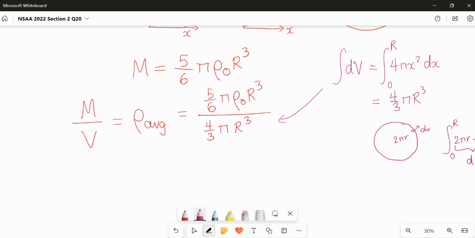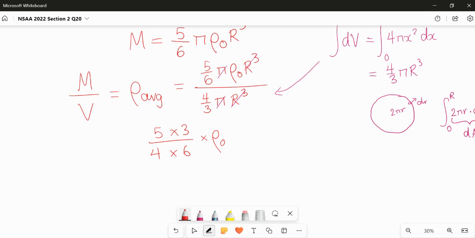So going back to this, we get 5 over 6 pi rho naught r cubed over 4 over 3 pi r cubed, where we can cancel the r cubed and the pi, and 5 over 6 over 4 thirds would be 5 times the 3 over 4 times the 6 times rho naught. You can cancel 3 and the 6 to make a half, and we get the average density is 5/8 of rho naught.